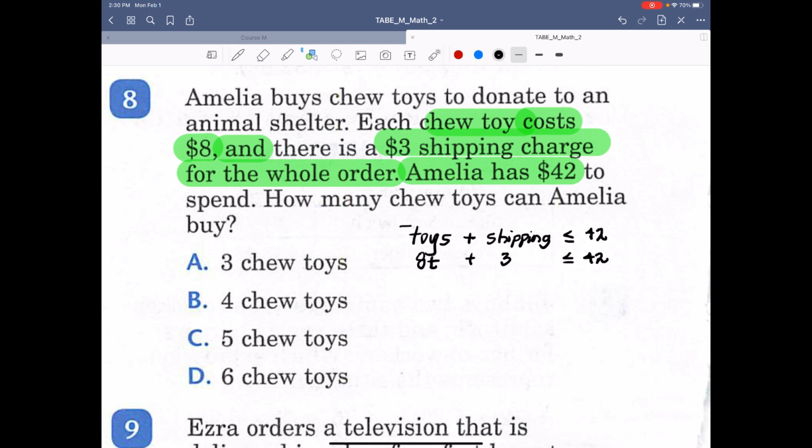So this is an inequality that we have to solve, but you know how to do that. We've got our variable on this side. The variable is the number of toys, and the constant is on this side. So I'm going to go ahead and take the shipping out. We know we have to have that for shipping. So 8t cannot be more than 39. T needs to be alone, so let's do 8 divided into 39.